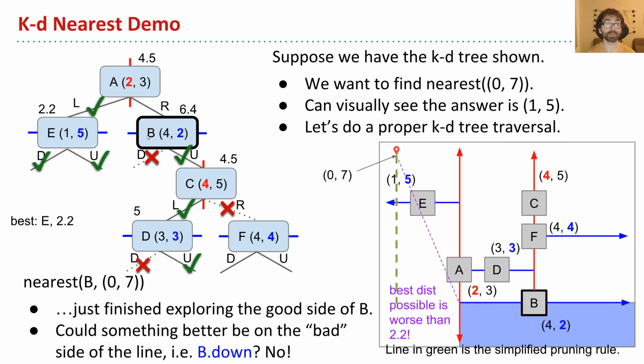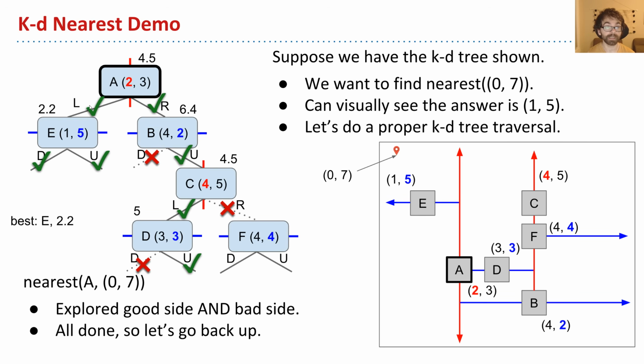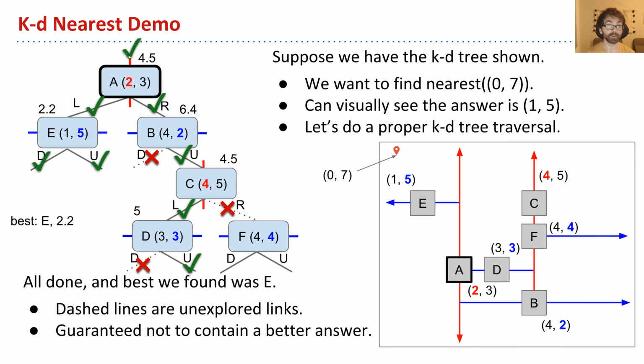So now you've finished B, so let's go back up to A. A has explored its good side and its bad side, so we go back up. And at this point, we have found an answer that is guaranteed to be correct. And every dashed link, or the ones that are X'd out, those are unexplored. We didn't have to look at them, and it's guaranteed that nothing below those will give us a better answer. So this is the formidable and tricky KD tree, but it's really not so bad once you've thought carefully through all of this example.